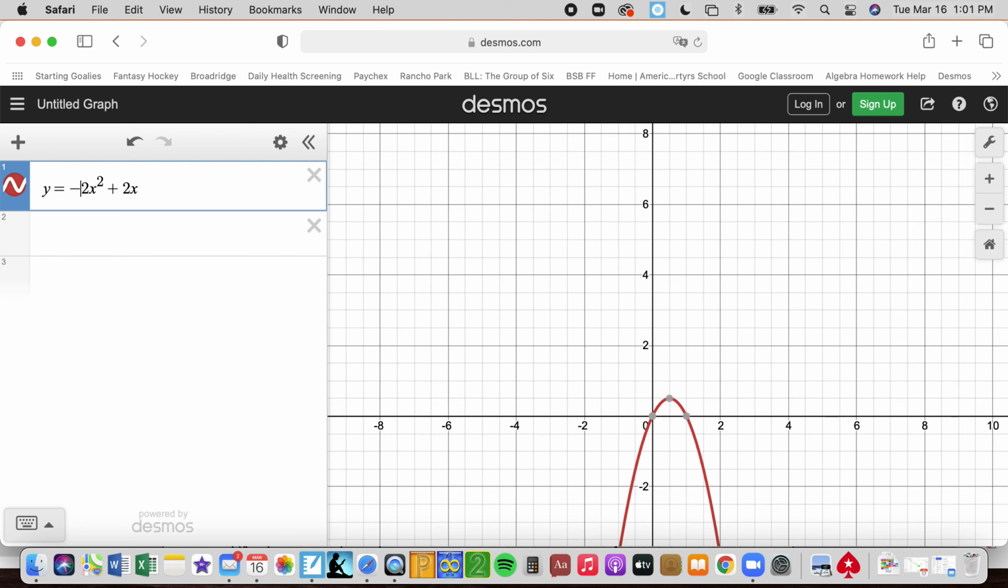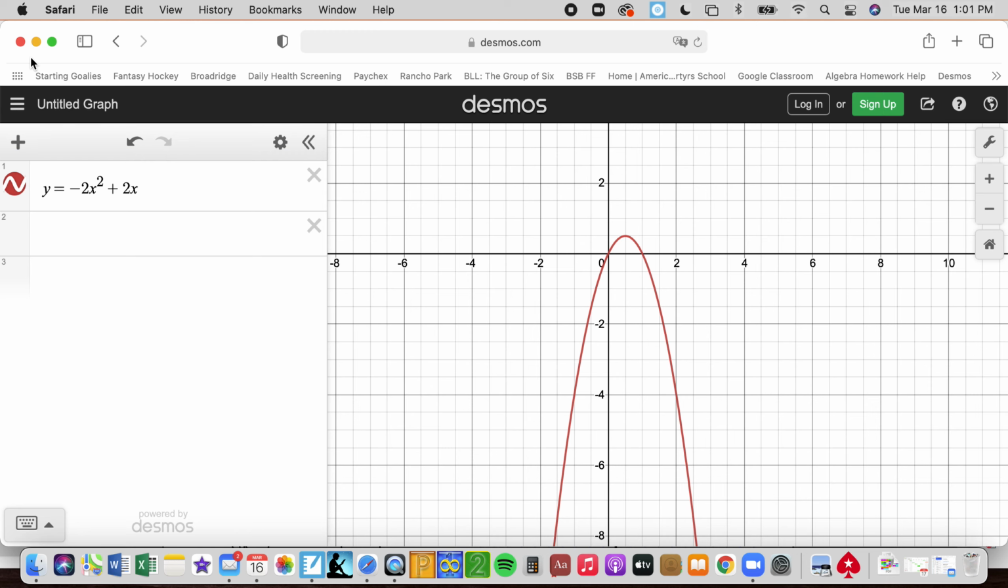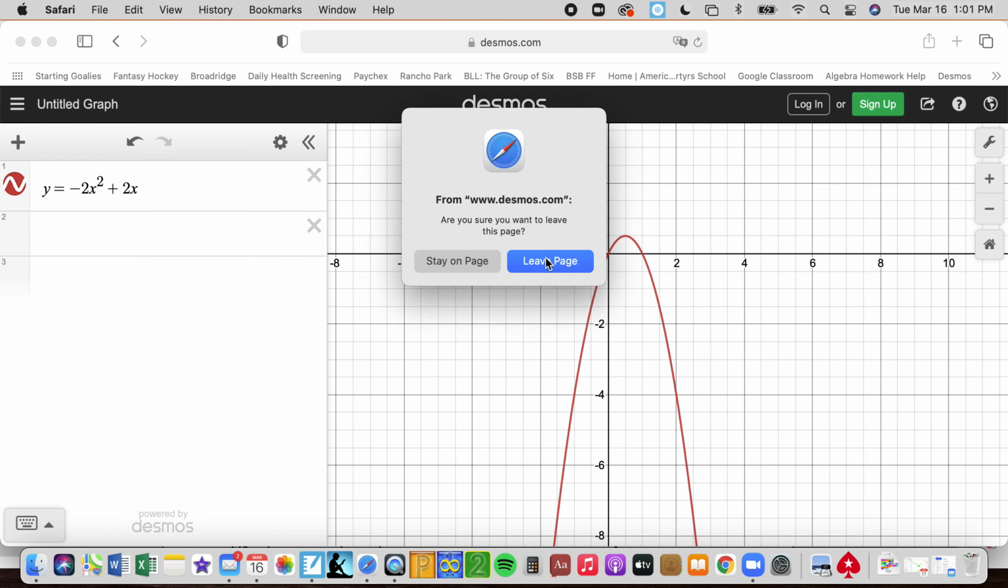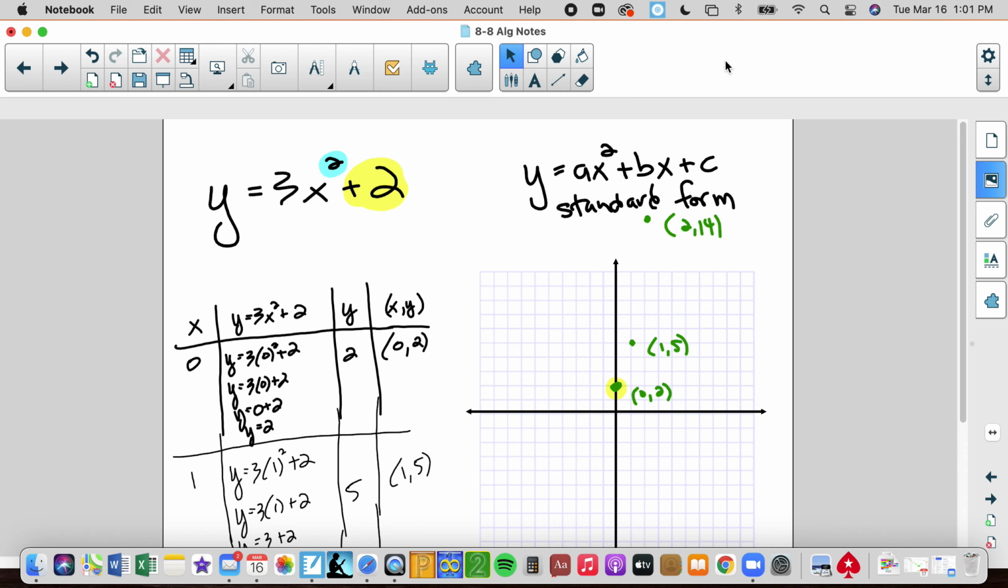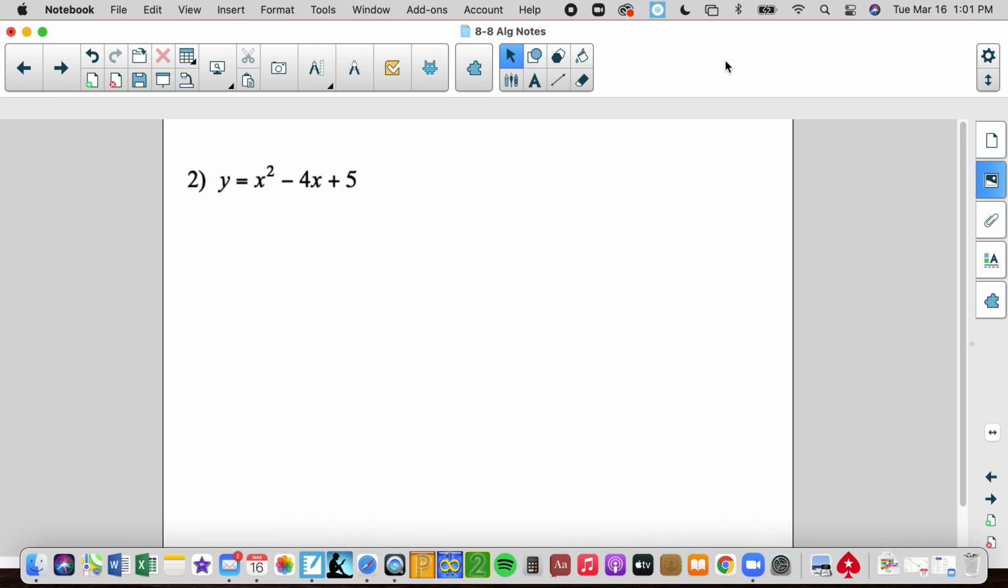Oh, I know what the other one is. What if I put a negative in front of the a? What if a is negative? So if a is negative, it flips the parabola and goes down. So those are things that you need to recognize. Now I know what they look like in the shapes. How can I graph them?